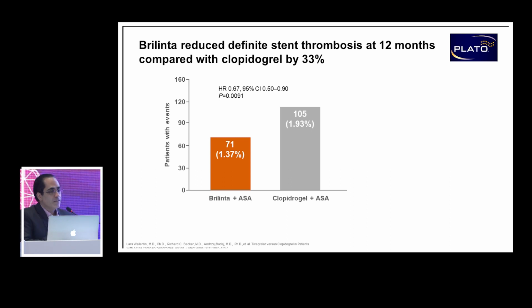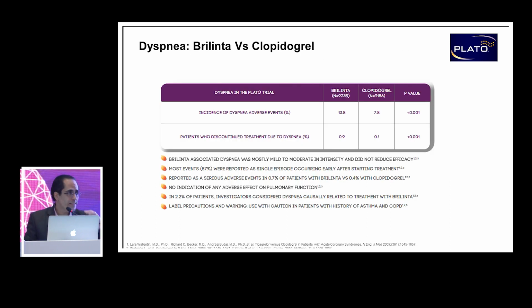Also, regarding stent thrombosis, it is better in the ticagrelor arm, preventing stent thrombosis by almost 33%. And that was shown before in the slide, that after 1 hour there is almost 90% stable inhibition of platelet aggregation in the ticagrelor arm versus 50% reduction of the platelet in the clopidogrel arm. That's why stent thrombosis is lower in comparison with clopidogrel.